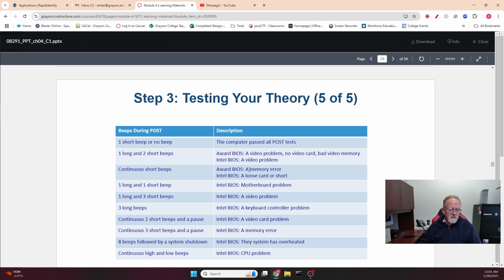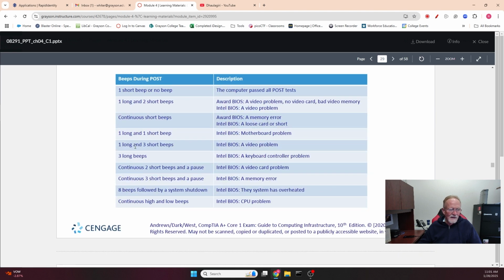Continuous short beeps. You got bad memory. You got bad RAM if it's an Award BIOS. If it's Intel, you've got a loose memory or a loose card or a board short. One long, one short. If it's an Intel BIOS, then you got a motherboard problem. If you hear beep, beep, then start pulling the motherboard. One long, three shorts. If that's an Intel BIOS, you got a video problem here. Three long beeps. If that's Intel, then your keyboard's not plugged in.